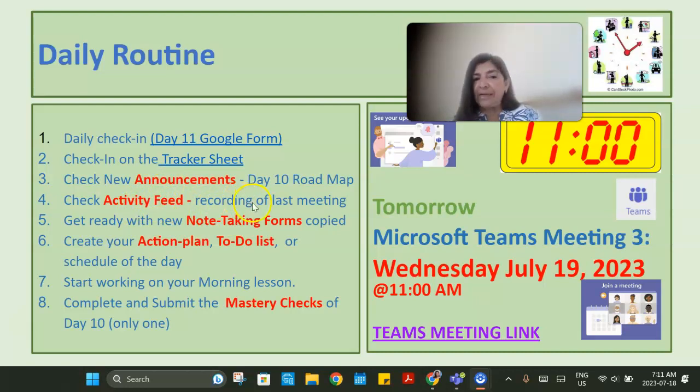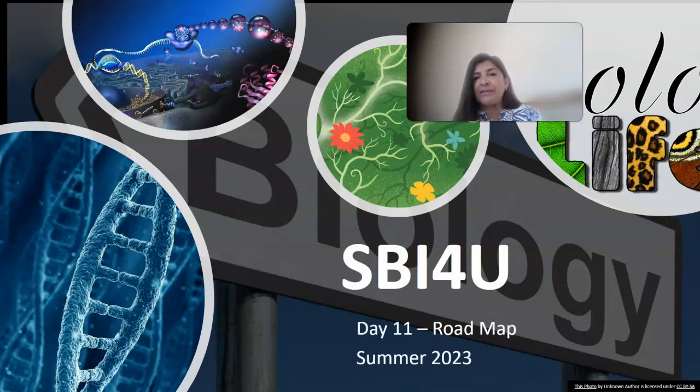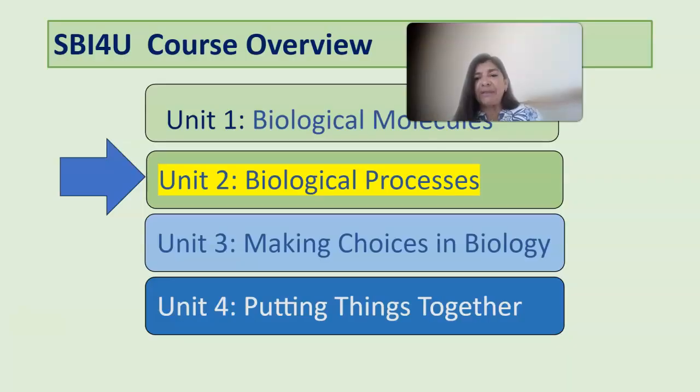Check the activity feed. There is the recording of the last meeting. Take your note-taking form from the activity feed. There is a mastery check. It's not a quiz, it's a task that will sum up all the work that you will learn today. So as you are going through the lesson, you'll be taking notes and summarizing the steps of the central dogma, or how genes are translated into proteins and proteins into specific traits or actions. We're going to collect all this work, wrap it up, and submit it in the last assignment.